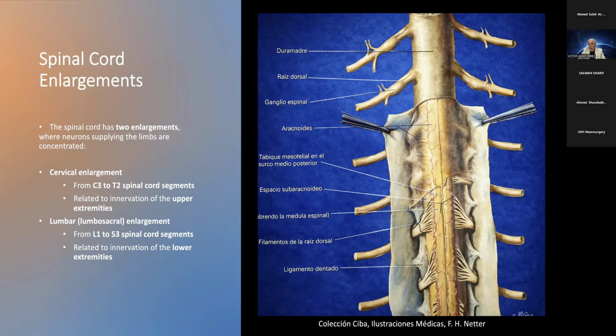On the right side, we have again another beautiful drawing of Dr. Netter, and we can see here the posterior aspect of the spinal cord with dura mater, the subarachnoid, and the pia that is attached to the spinal cord. And here we have the posterior nerve roots of the spinal cord, and the dentate ligament on this side.